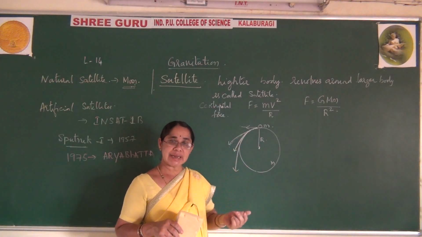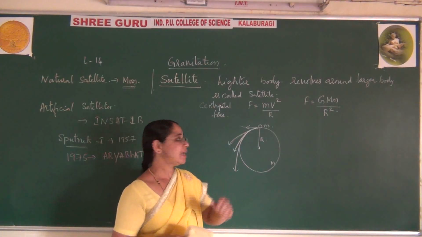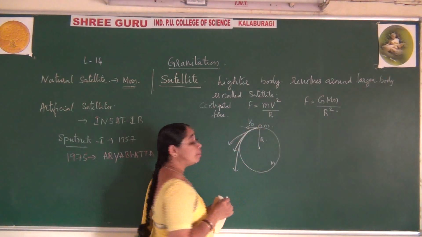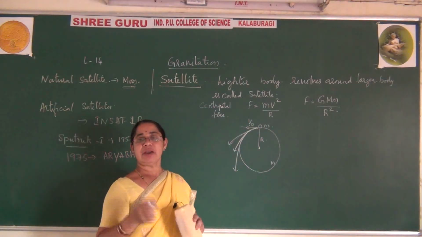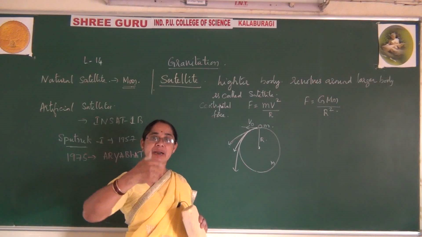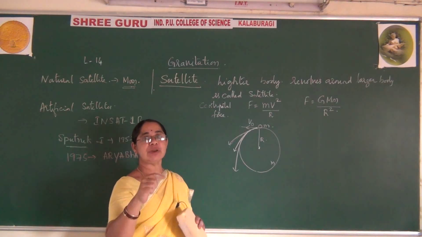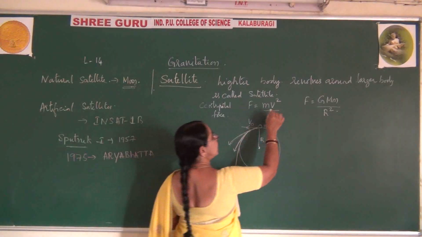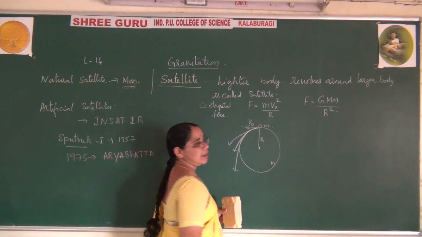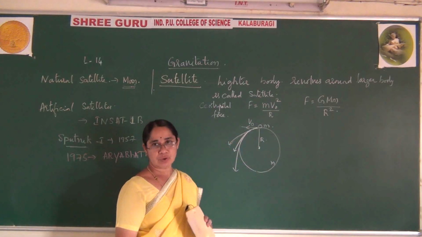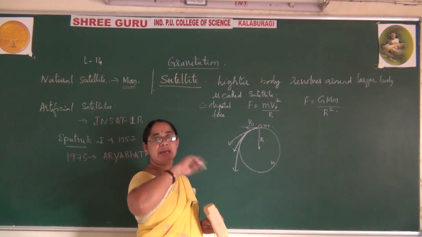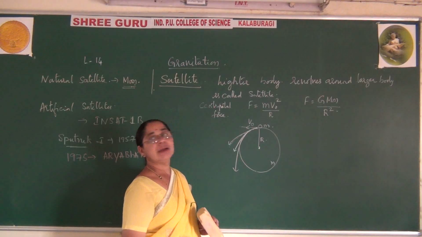Since it is moving in a circular motion, the object has some velocity, and that we call orbital velocity, as it is moving around the orbit itself. Hence we call it orbital velocity. So for your convenience, this is m v0 square divided by r, where r is the radius of the circular motion.